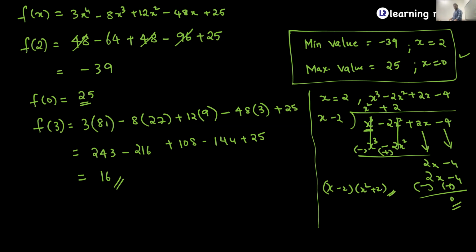Clear? So did you understand the difference between a root and a factor? If you write the variable on one side and the number on the other side, that number will become the root. If you write the variable plus or minus that number, it will become a factor. So x minus 2 is a factor of whom? Of this. So you can make a note of this also.